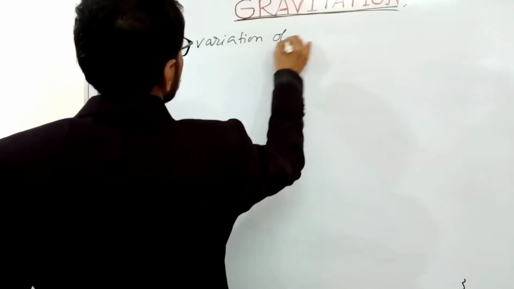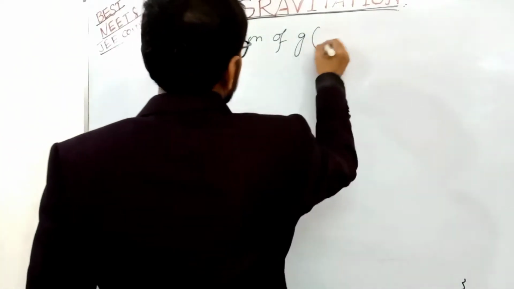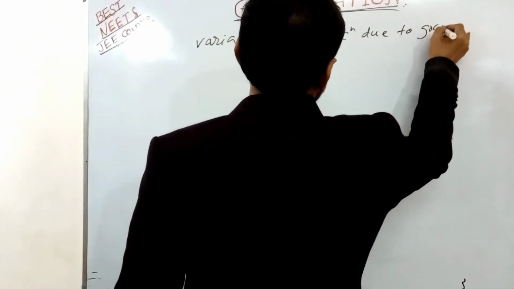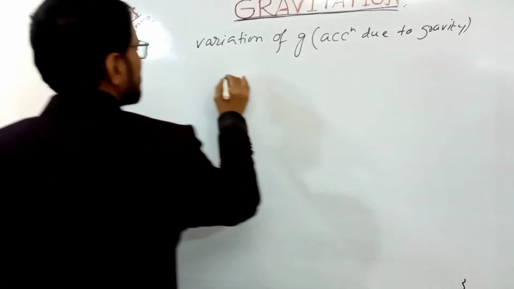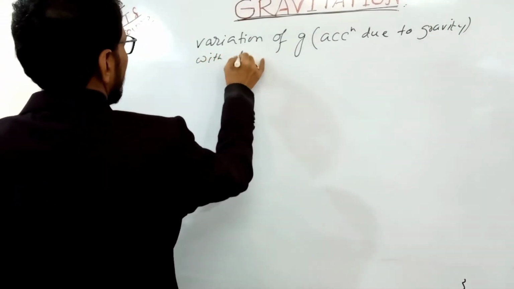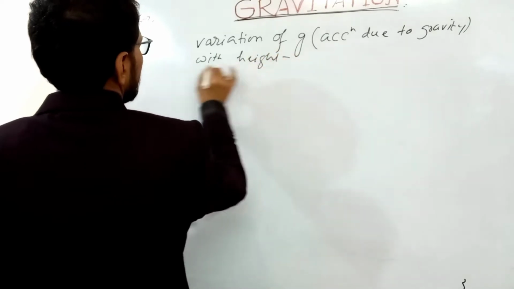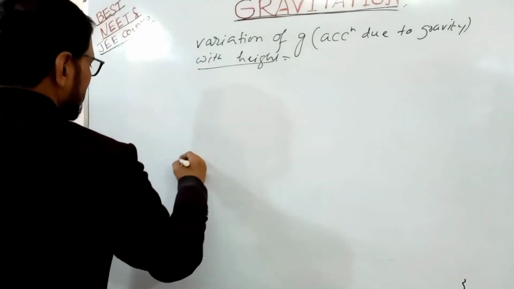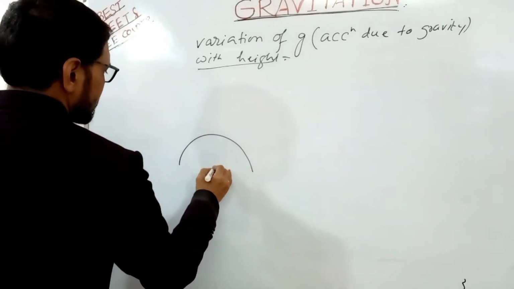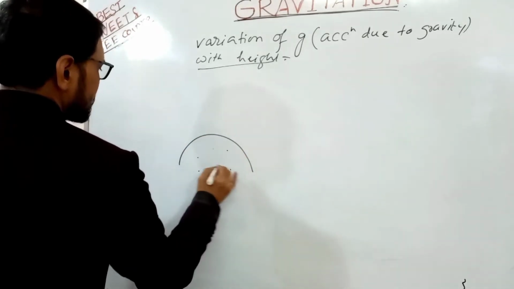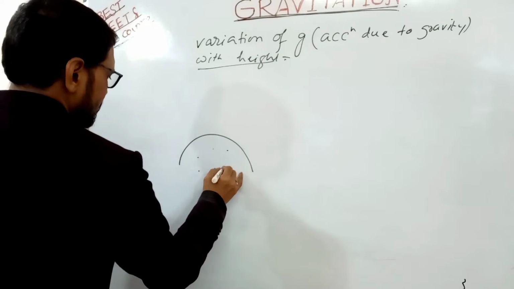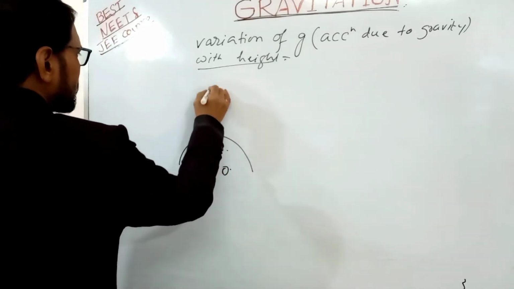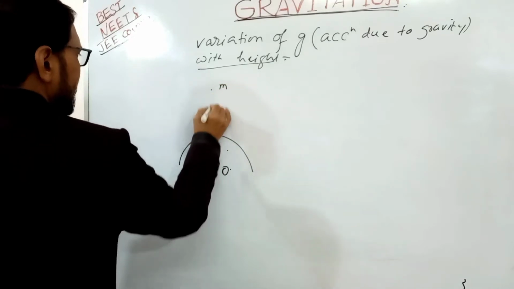Next, variation of g, the acceleration due to gravity, with height. That is, how g varies with height. Suppose this is the earth and the whole mass of the earth is concentrated at the center. M is the mass of the earth. Now a body of mass m is at a height h.